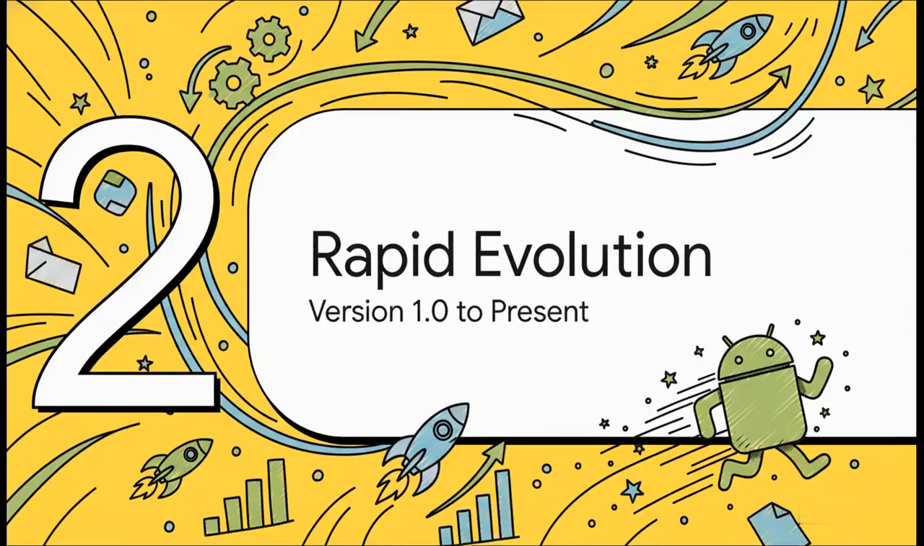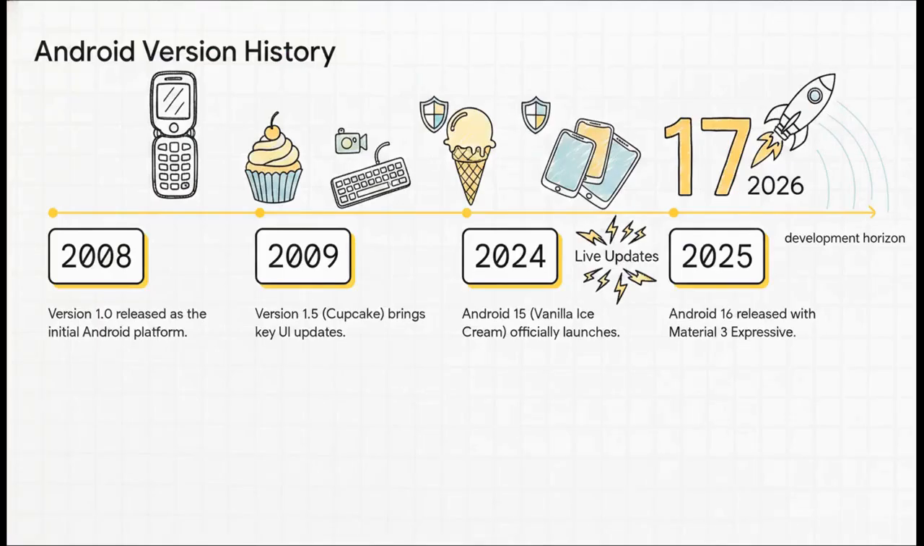Right, moving on to section 2, a history of rapid evolution. With that flexible Linux-based foundation in place, the speed of this platform's evolution has been just staggering. It all kicked off with version 1.0 back in late 2008. By 2009, version 1.5 hit, famously starting that whole decade of dessert-themed names with Cupcake, bringing us things we totally take for granted now, like the on-screen keyboard. Fast forward through a whole bakery of updates, and we land at Android 15, Vanilla Ice Cream, in 2024. But they aren't slowing down. Android 16 arrives in June 2025, and development is already well underway, looking toward the Android 17 horizon in 2026.